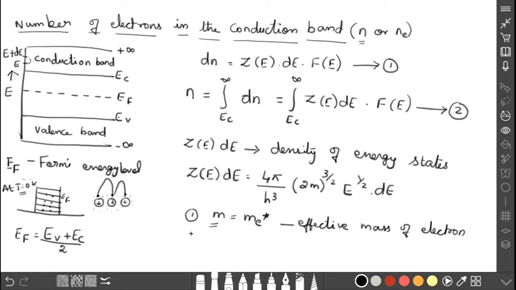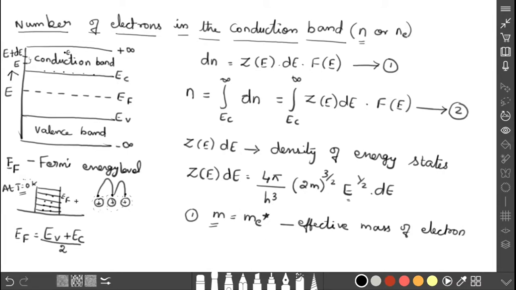The next modification is E. What is E? I said E is the kinetic energy of an electron. So now we are talking about the electron. The electron is present here. What is the energy of the electron? E. Now what is the potential energy of the electron? EC. Why? Because the electrons will be at rest at the bottom of the conduction band. So EC is the potential energy.